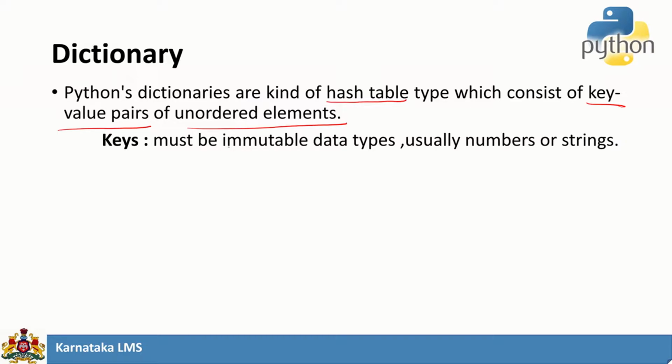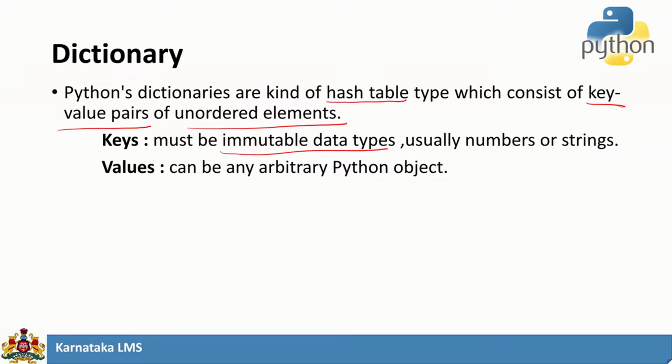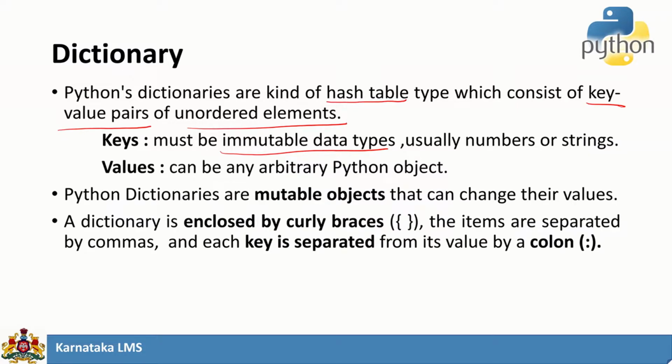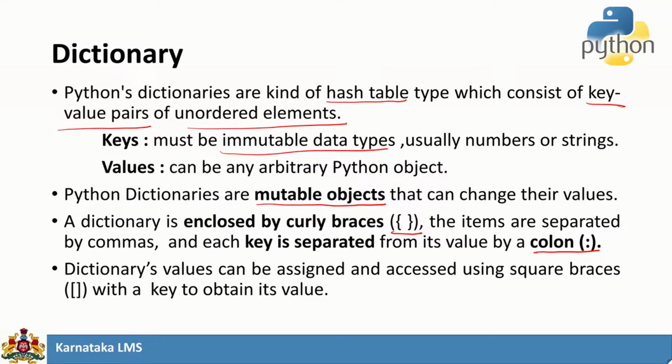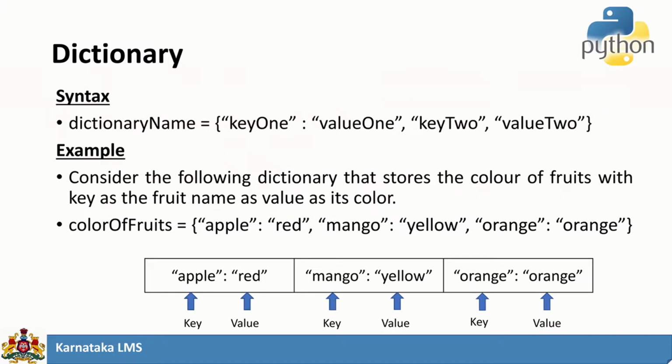The key must be an immutable data type. It is usually a number or a string, and a value can be any arbitrary Python object. The keys and values are given together inside curly braces. Python dictionaries are mutable objects. The dictionary is enclosed within curly braces, the items are separated by a comma, and each key and value is separated by a colon. Dictionary values can be assigned and accessed using square braces with the key to obtain its value.